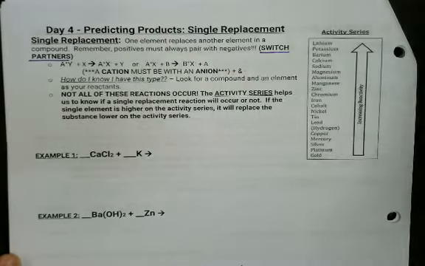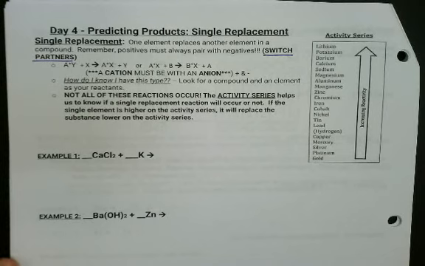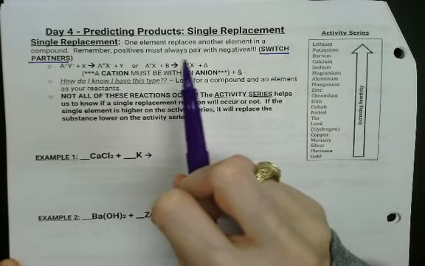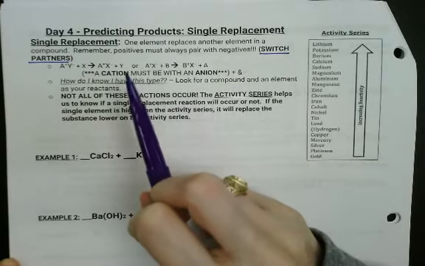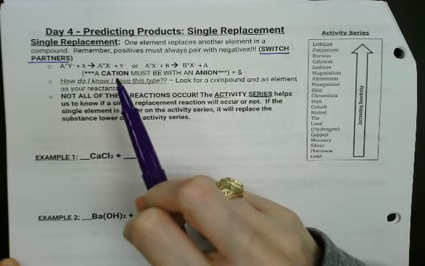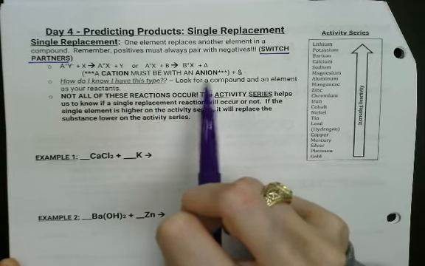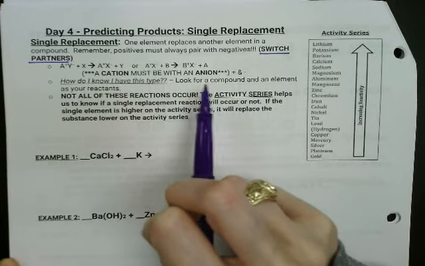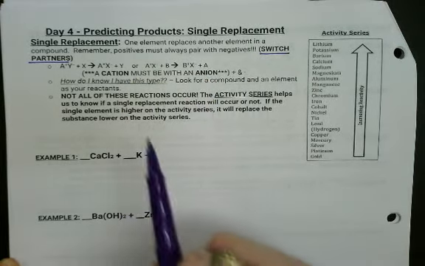So, we are essentially switching partners. Our elements are switching partners. When they switch partners, we have to keep in mind that positives must always pair with a negative. So a cation, a positively charged ion, must always pair with an anion, a negatively charged ion. So please do keep that in mind as we go through our examples today.